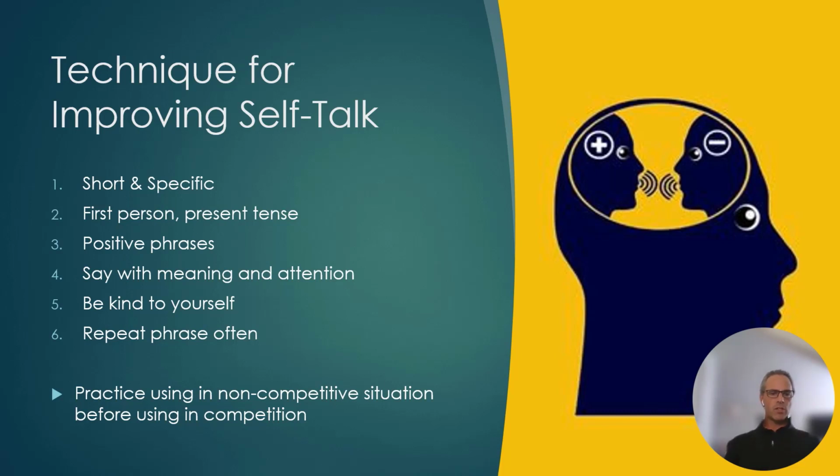So some techniques for improving self-talk. Well, you want to be short and specific, right? You want to use first person and present tense statements. And yes, it says positive phrases here, but use optimistic phrases. If positivity doesn't seem real to you or genuine, go ahead and make sure it's optimistic, because optimism is the possibility of an outcome, the hope of the outcome that you want, which is sometimes more genuine than trying to be positive about an outcome. So, say it with meaning when you do have these self-talks.